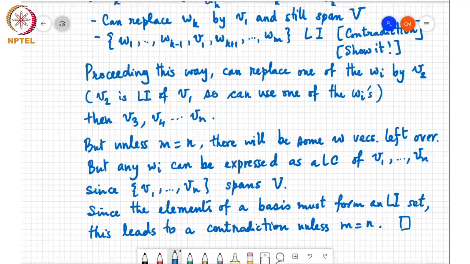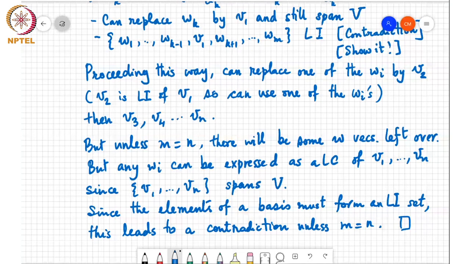Any questions? Yes, sir. While proceeding with replacing every Vi by a Wi, you said that if the coefficient of a certain Wi is zero, to take another Wi. But while going from V3 to V4 to Vn, if we ran out of the non-zero coefficients, I mean, there is no particular Wi left for which its coefficient is non-zero and I can replace it by a V.